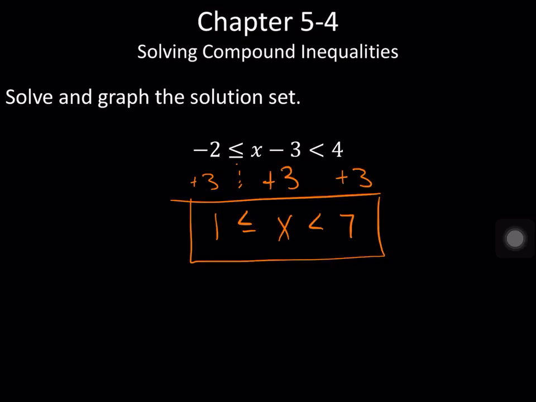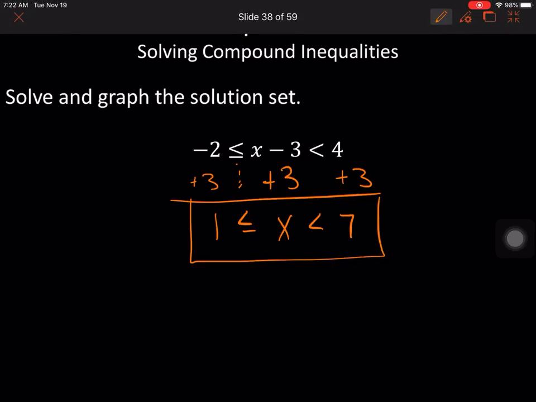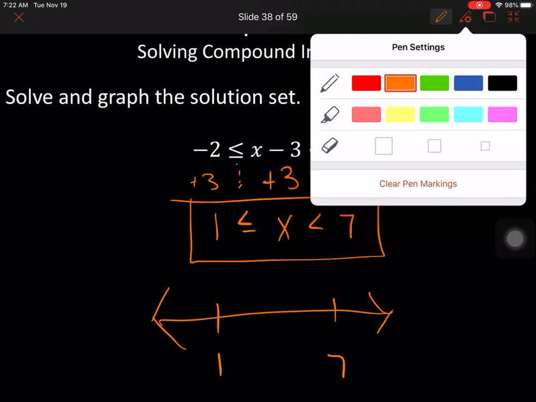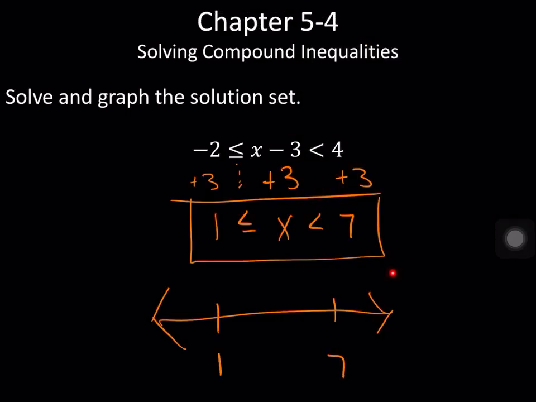Now these are a lot easier to graph, simply because they kind of give you the entire formula all in one place, and it says that x is going to be between 1 and 7. So on my number line, here's 1, here's 7. The 1 has the "or equal to," so that's going to be a solid dot. This one is just a less than, so it's going to be an open dot, and x is between the 1 and the 7, so I shade between the 1 and the 7, and that's my solution.